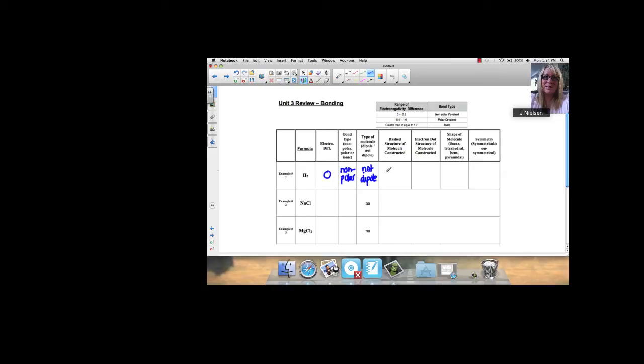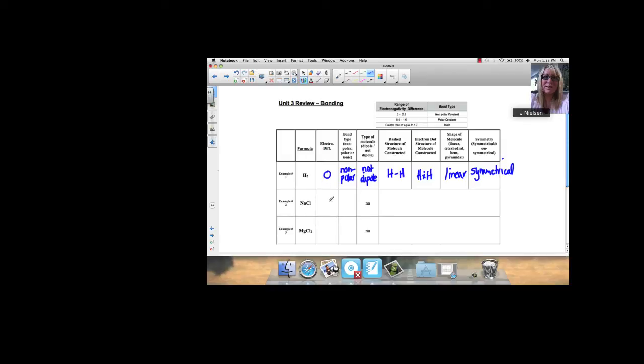If I were to draw the dash structure model, it's just simply H bonded to H. For the electron dot model, you know each H has 1 electron. I'll show it by X and a dot. They're sharing, they're happy, they're 2. The shape is linear, and they are symmetrical, which is why it is nonpolar. Nonpolar lends itself to being symmetrical. Polar is asymmetrical.